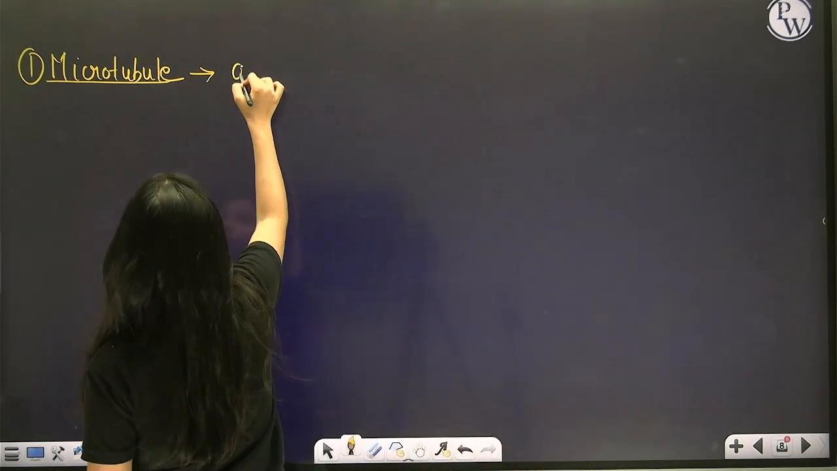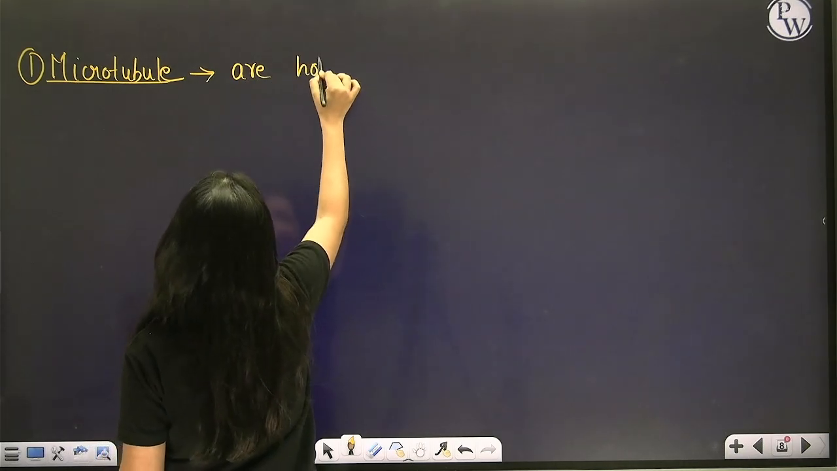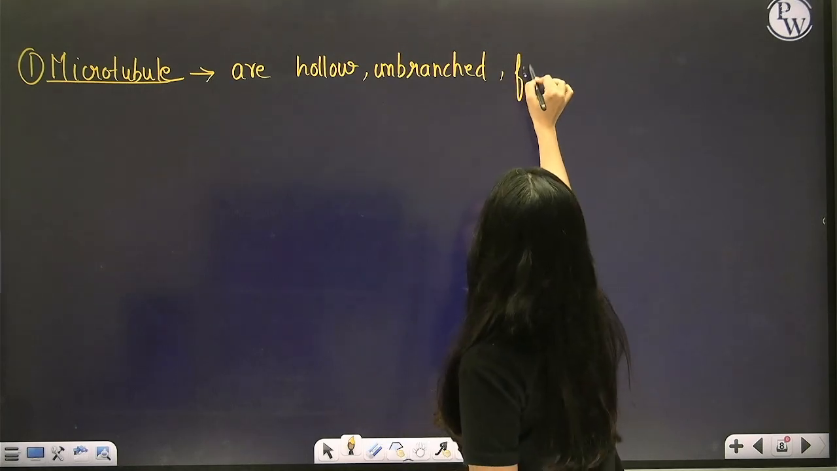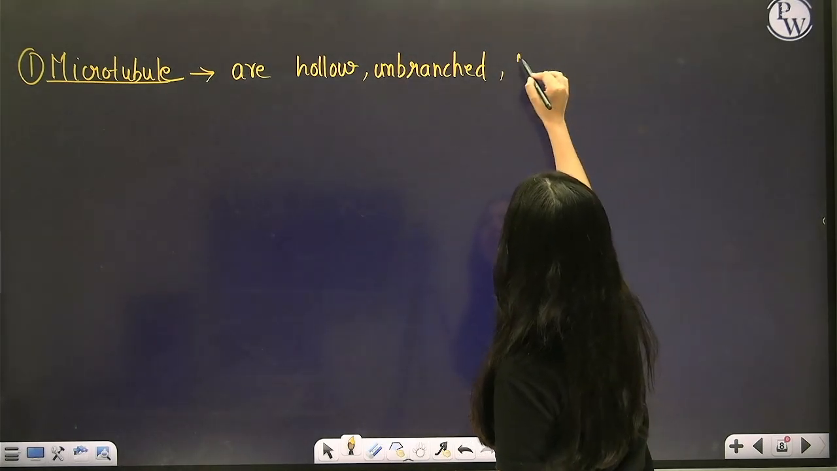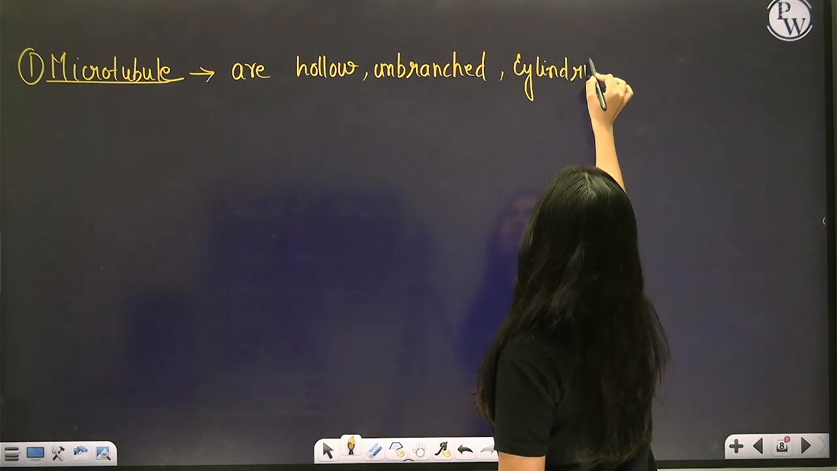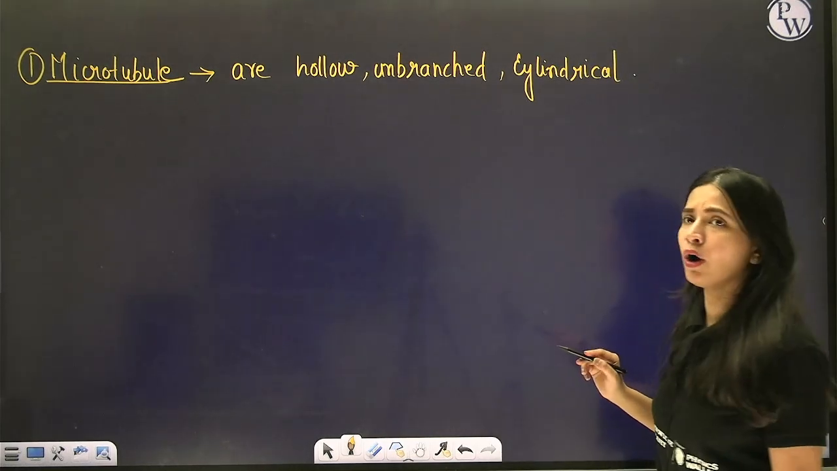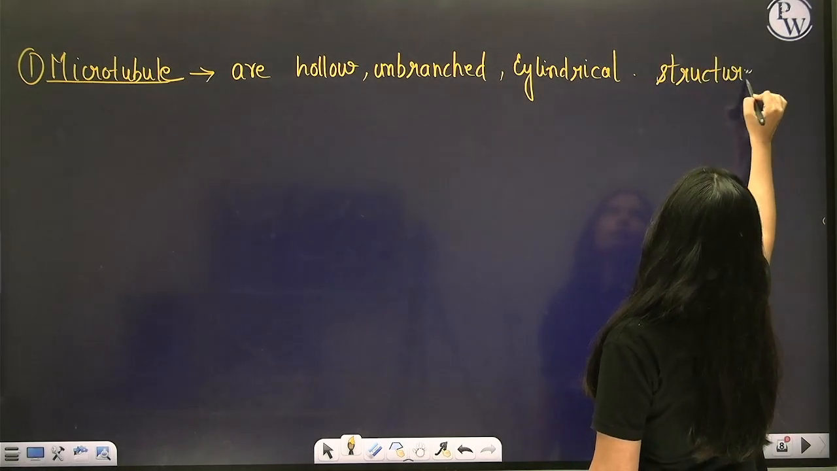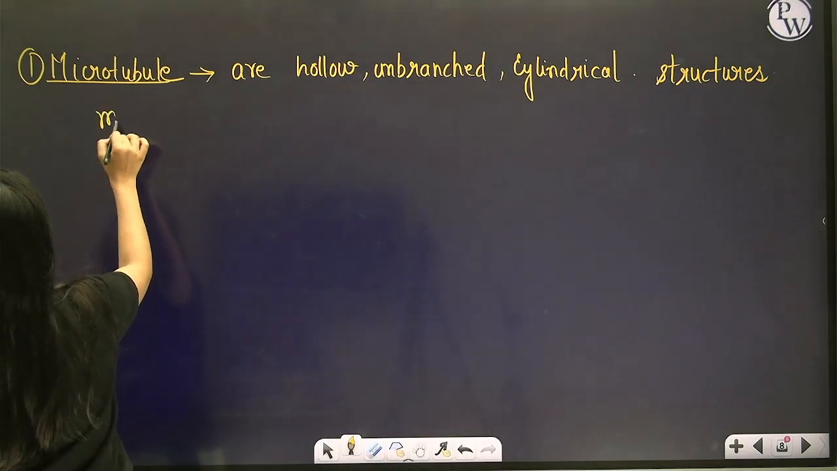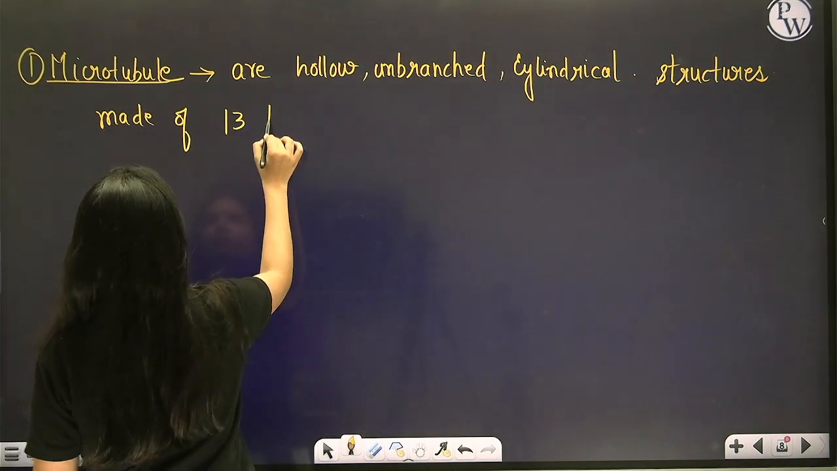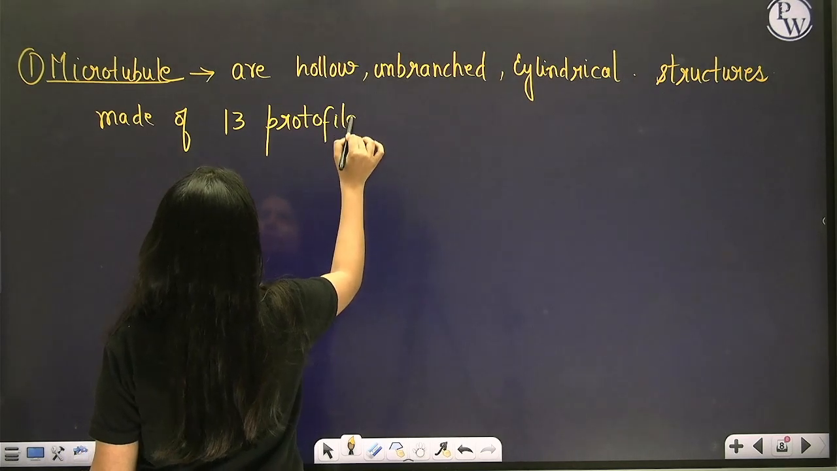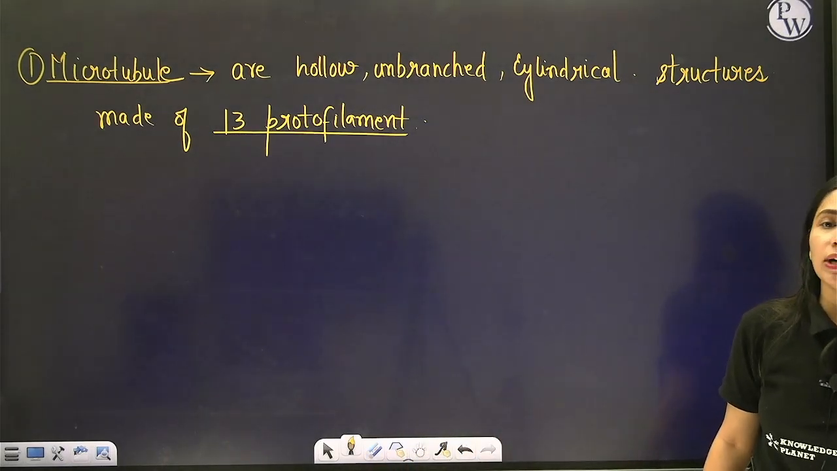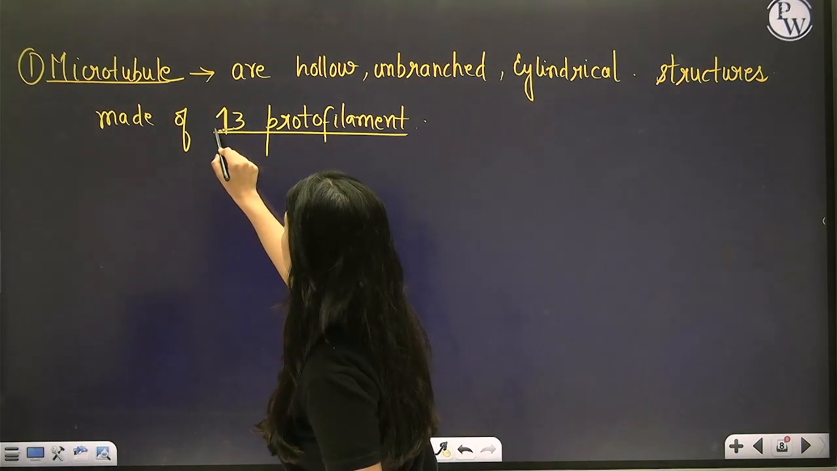So, microtubules are actually hollow, unbranched, cylindrical structures, right? Made up of 13 protofilaments. They are made up of how many protofilaments, beta? They are made up of 13 protofilaments.